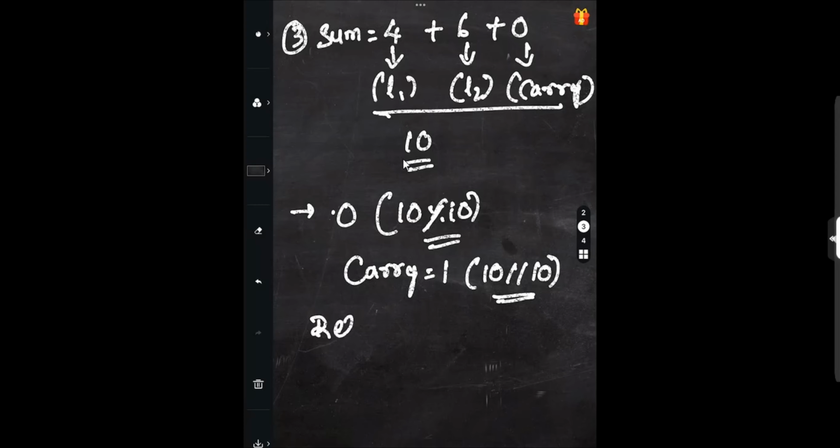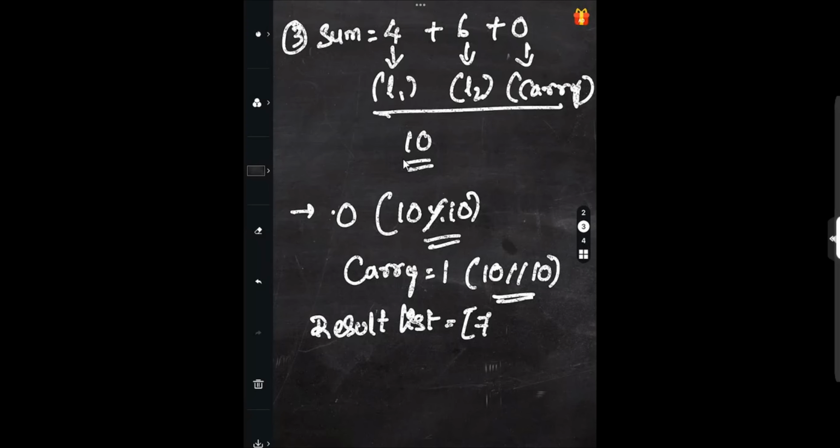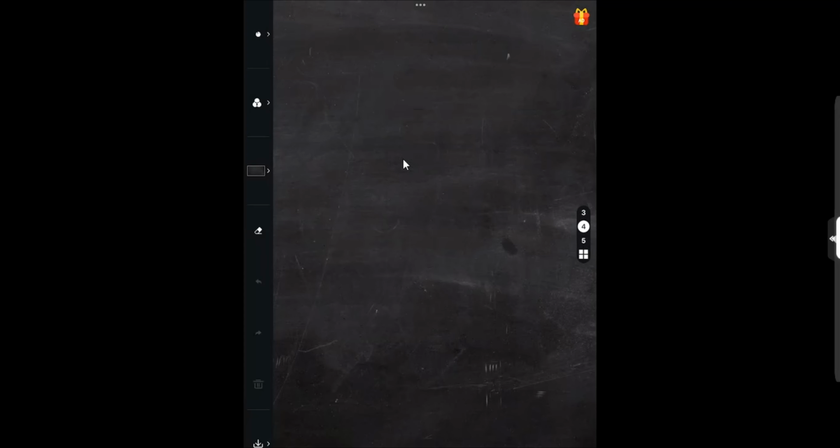Now the result list here in the third step is 7, the first one, from the previous step we got the 7, right? In this one, we got 0 here. So it will be 7, 0. And carry we have made use of 1 here. In the previous step, carry was 0. In this step, carry is 1 here. So carry will be 1. I hope this is clear. Let's move on to the next iteration.